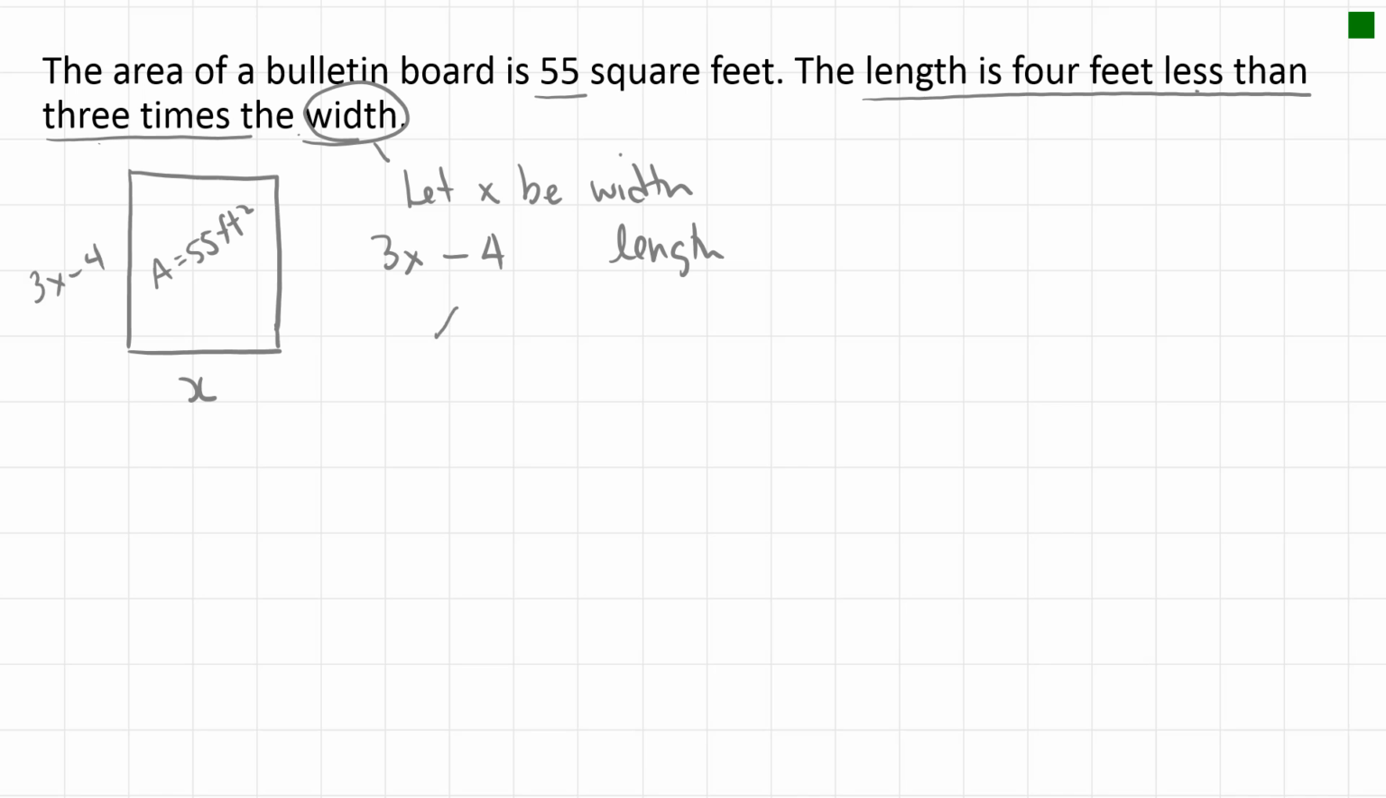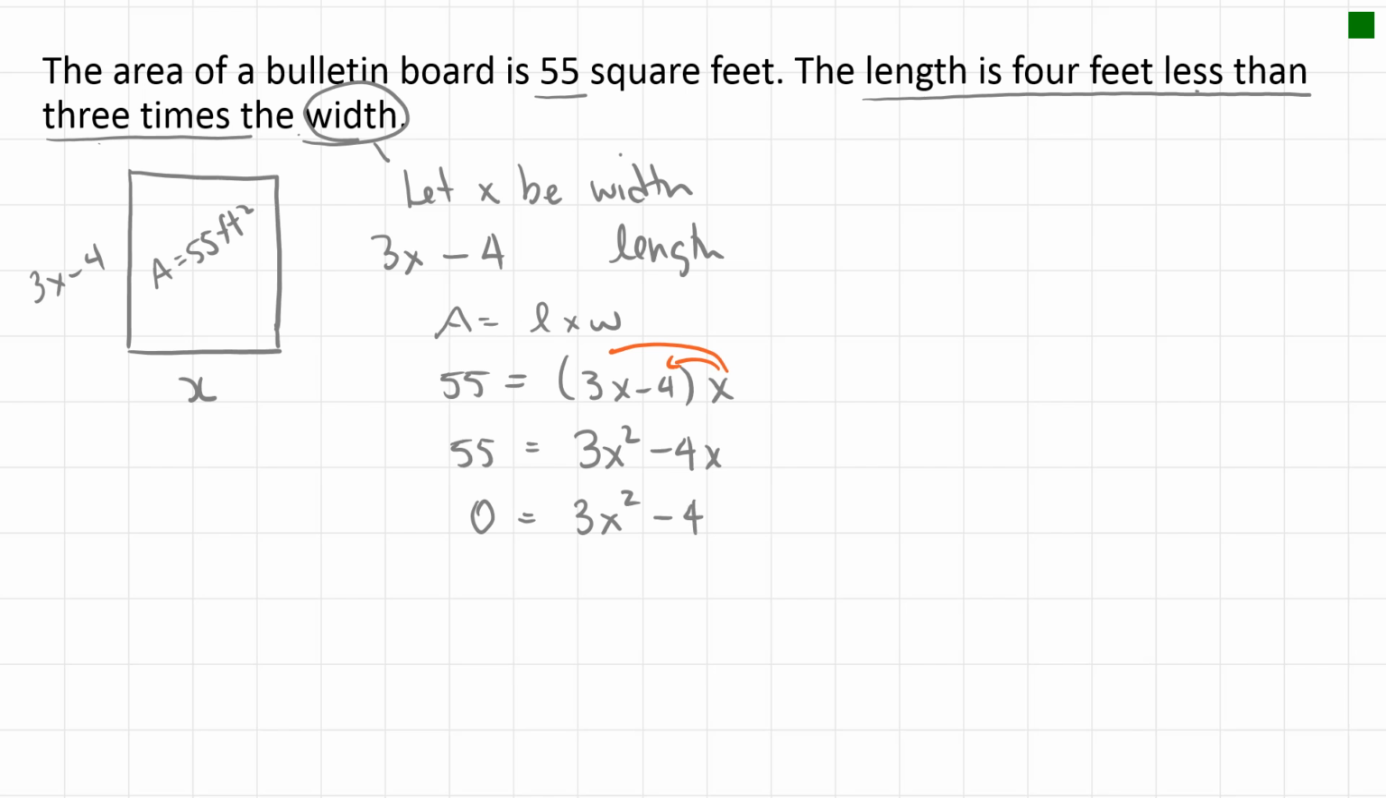So I have area equals length times width. We know the area is 55 square feet. We know the length is 3x minus 4, and the width is x. I am going to distribute the x into the bracket here, and I get 55 equals 3x squared minus 4x. Now this is a quadratic equation, so I'm going to subtract 55 from both sides so that I can use my factoring skills.